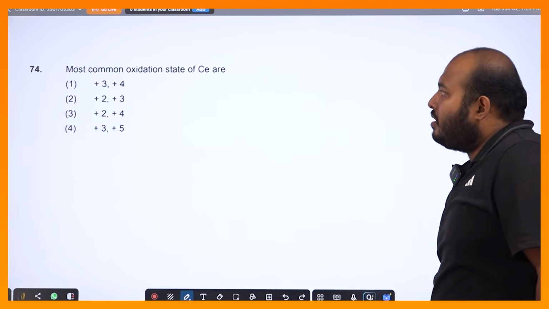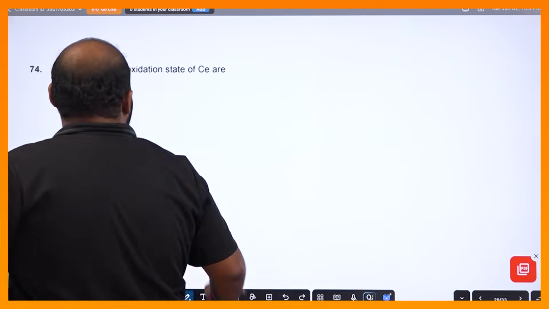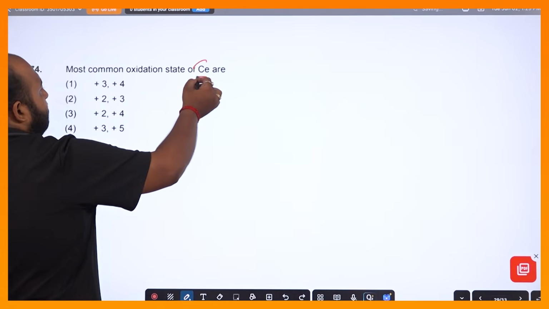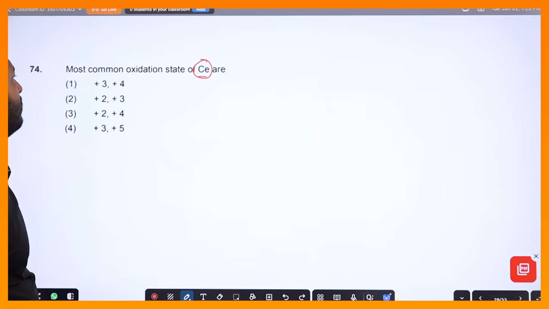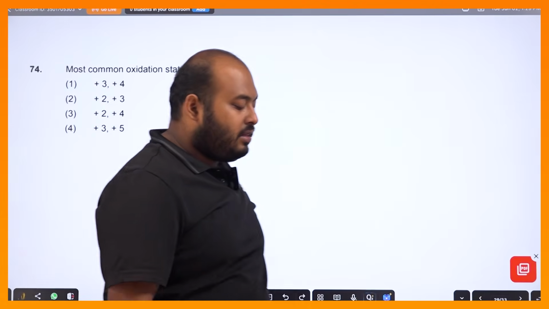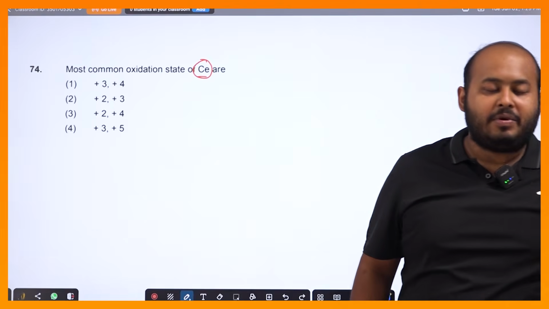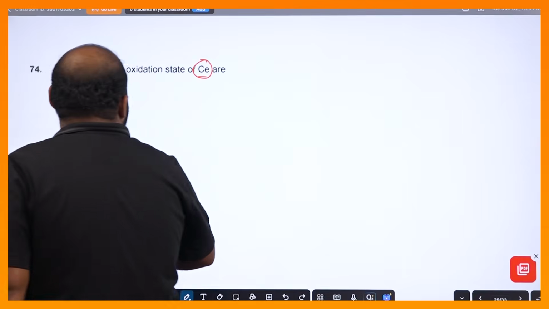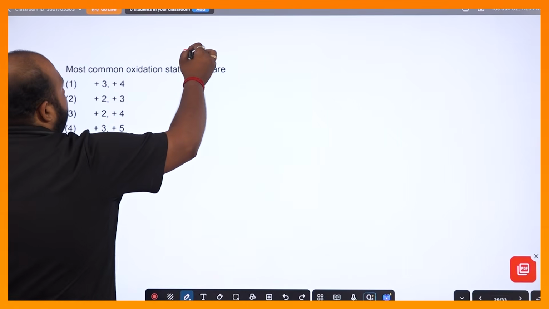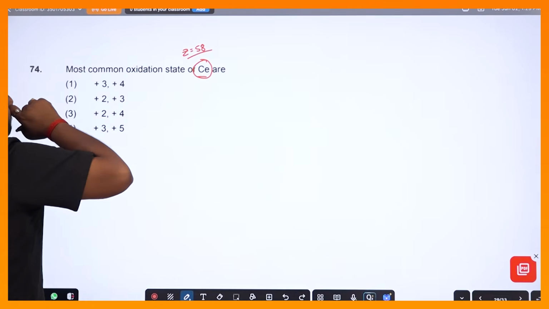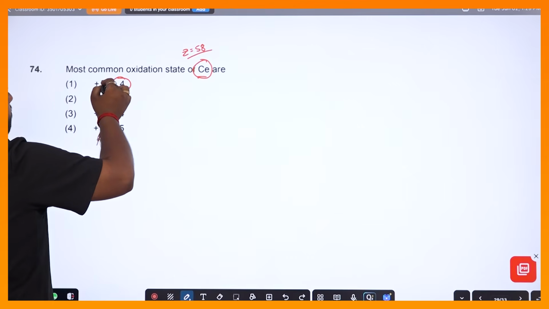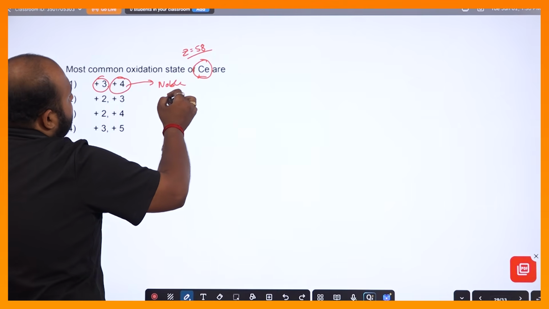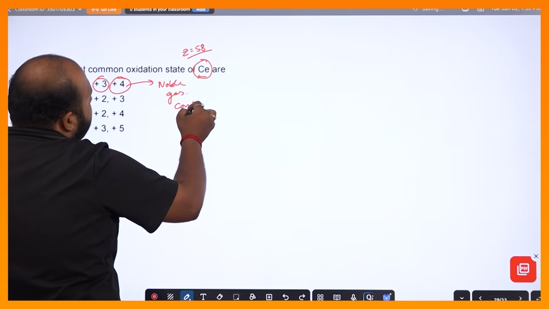Okay, so this is a question from F block. So the most common oxidation states of cerium. You know that the lanthanide series has a common oxidation state, that is +3, and apart from +3 there is one more case of cerium, the atomic number for cerium is 58, and that is +4, +3 and +4, because in +4 it attains a noble gas configuration. Remember that.